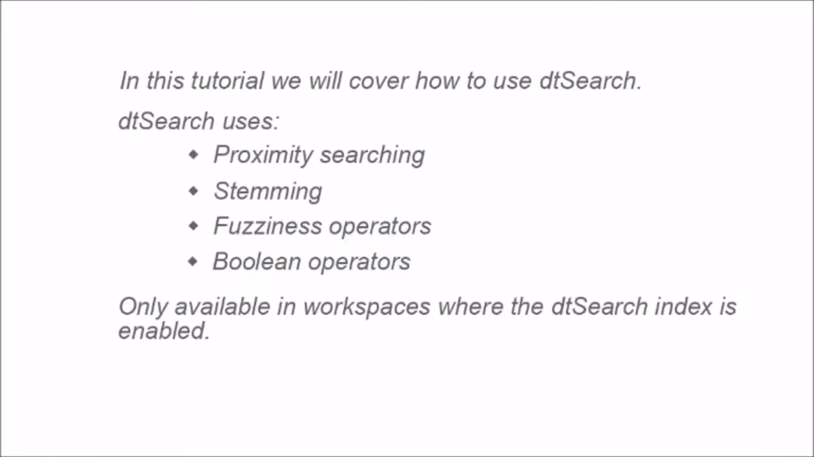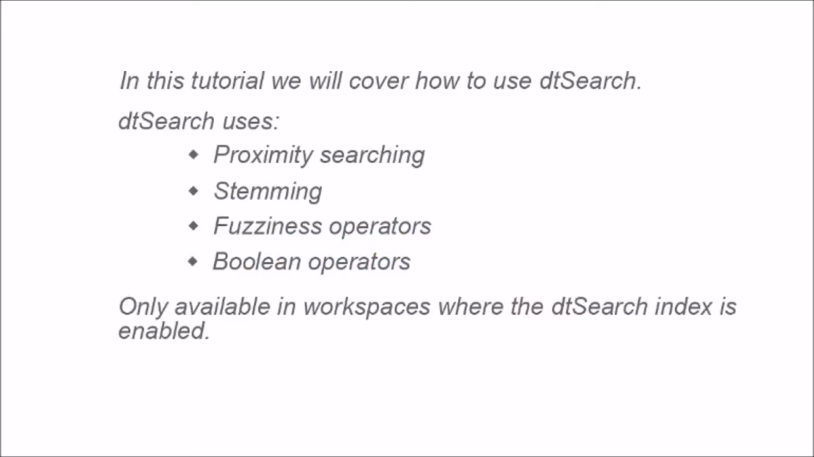So in this tutorial, we'll cover how to use DT searching. DT search uses what is called proximity searching. We'll cover that. Stemming. Stemming has to do with a root word, and then other words that are based upon that root, like invent or inventing or invention. So the word invent would be your root, and then the others are words that stem off of that. We'll show you how to go about that.